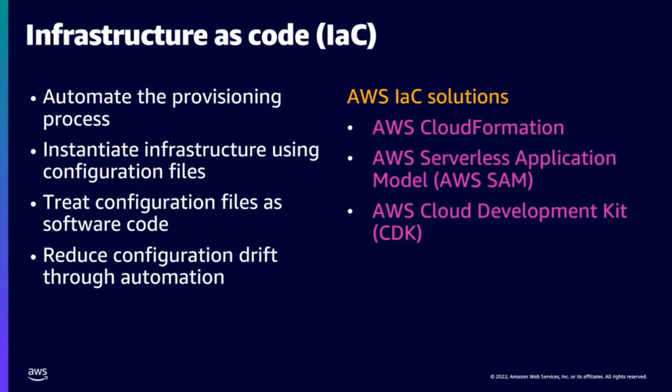So we're going to instantiate infrastructure using configuration files. Basically, what this means is you have this template with all of the steps and configuration for your application that you can reuse whenever you need. This allows you to treat those configuration files as code. And what do you do with code? You version it, you put it in some kind of repo in GitHub or CodeCommit or something like that.